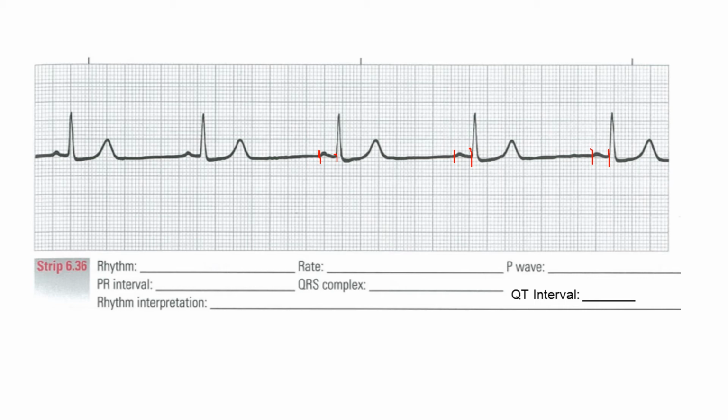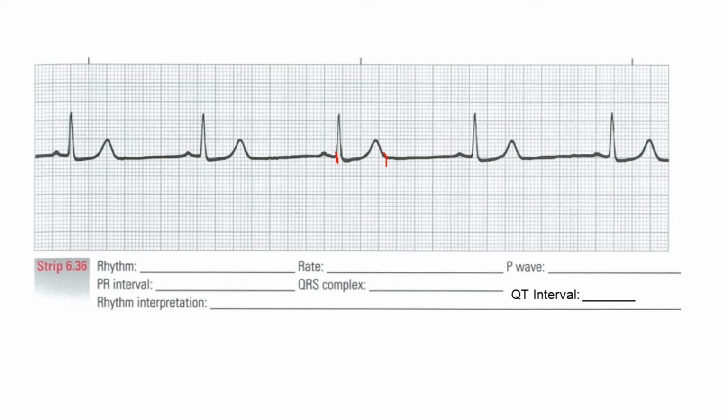Your QRS, some are a little bit wider than others. This one looks about 2. This one looks about 1 box, so it's about 0.04, maybe even 0.06. So it's about 0.04 to 0.08. Your QT interval, let's measure your QTs, from the beginning of your QRS to where your T wave comes down. Again, this is a slower heart rate, so your QTs are going to be longer, and I believe it came to 0.56.